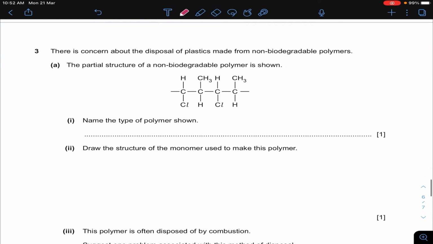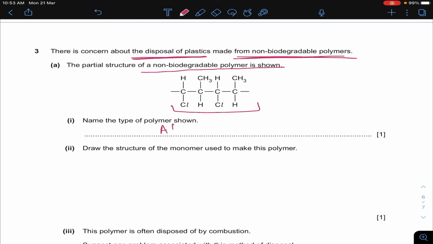All right. Now the next question is, there is a concern about the disposal of plastics made from non-biodegradable polymers. So you can see that a lot of questions come from the biodegradation of the polymers. The partial structure of a non-biodegradable polymer is shown. So this is again the structure of one of the polymers. This is the same polychloroethene. Name the type of polymer shown. So what type of polymer is this?